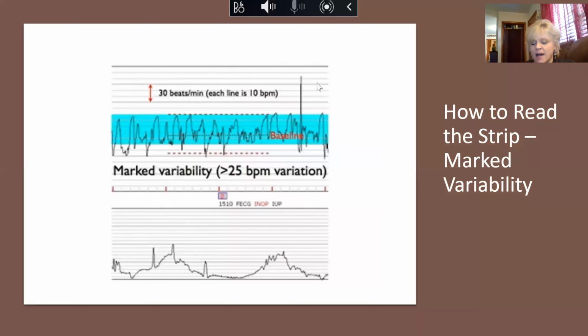Okay, and this next slide shows marked variability. So over 25 beats per minute variability from the baseline, and marked variability can be caused by overstimulation of the fetus and also acute hypoxia.